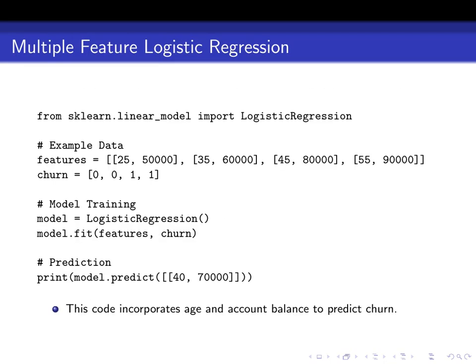We can make predictions more accurate by adding multiple features to our logistic regression model. For example, combining age and account balance provides deeper insights. The code here shows how to train a model with multiple inputs and use it for predictions. This approach captures more nuances in customer behavior.